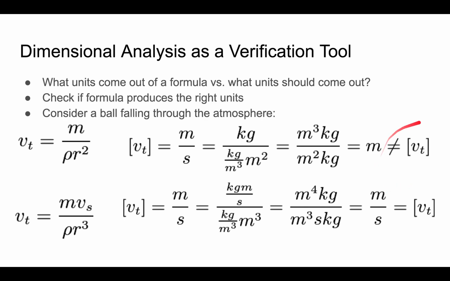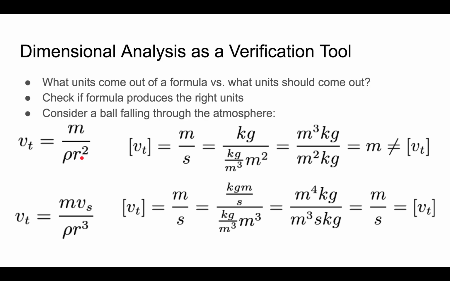And so I'm using square brackets here to denote the units of a quantity. So the units of the terminal velocity are meters per second. I know that I've used this m here for meters and this m for mass. Please don't let that confuse you. So meters per second is equal to, now this kilogram is coming from the mass. So kilograms over kilogram per meter cubed is the unit of density, times meters squared, which is, if we use our fraction simplification, meters cubed times kilograms over meters squared times kilograms, which is equal to meters, which is not equal to the units of terminal velocity. So clearly this formula is wrong.